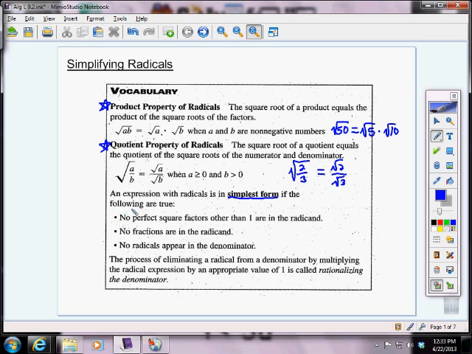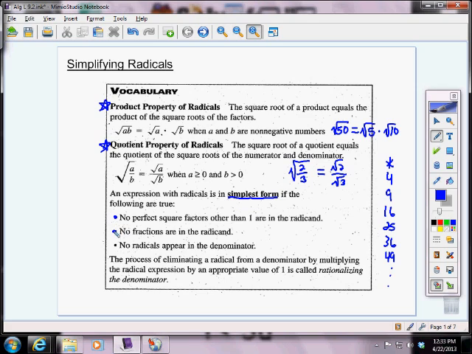Here's how we know a radical is in simplest form. No perfect squares other than 1 are in the radicand. Radicand just means under the square root symbol, under the radical. Our perfect squares, remember, 1, but it says 1 doesn't count right here, then 4, 9, 16, 25, 36, 49, and so on. So there are no perfect square factors.